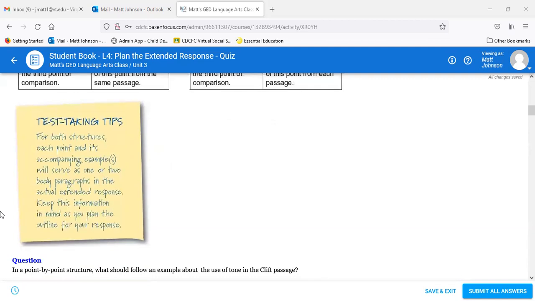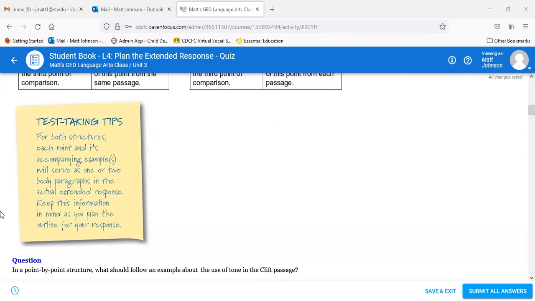So what it says here for the test taking tip: for both structures, each point and its accompanying examples will serve as one or two body paragraphs in the actual extended response. Keep this information in mind as you plan the outline for your response, right?